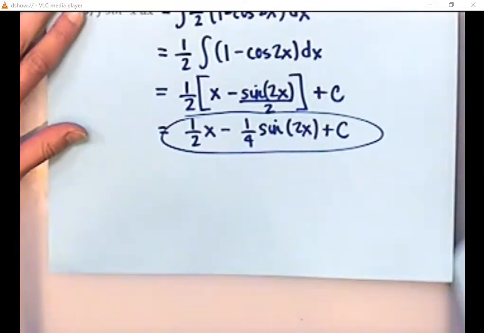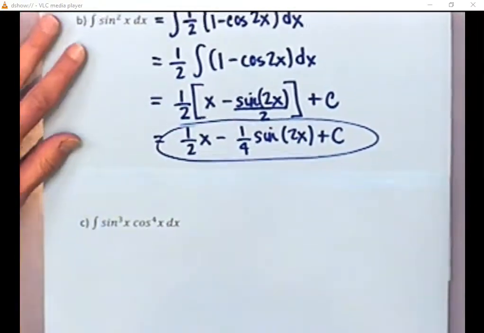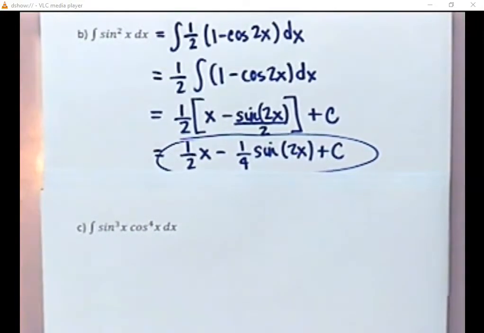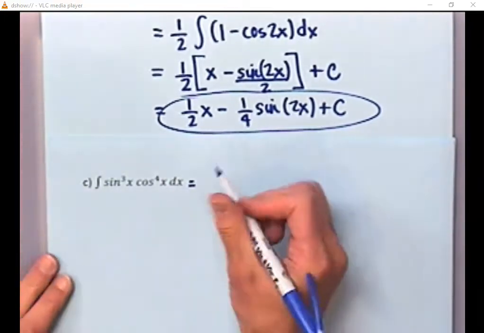Okay. Let's do the next one. So this one has some higher powers for us to work with. This has the integral of sine cubed of x times cosine to the 4th of x. Okay, so where are we going to go with this one? Well, I definitely don't have any formulas for cubed or to the 4th, right? So what should I do here? Okay, we can definitely do that.